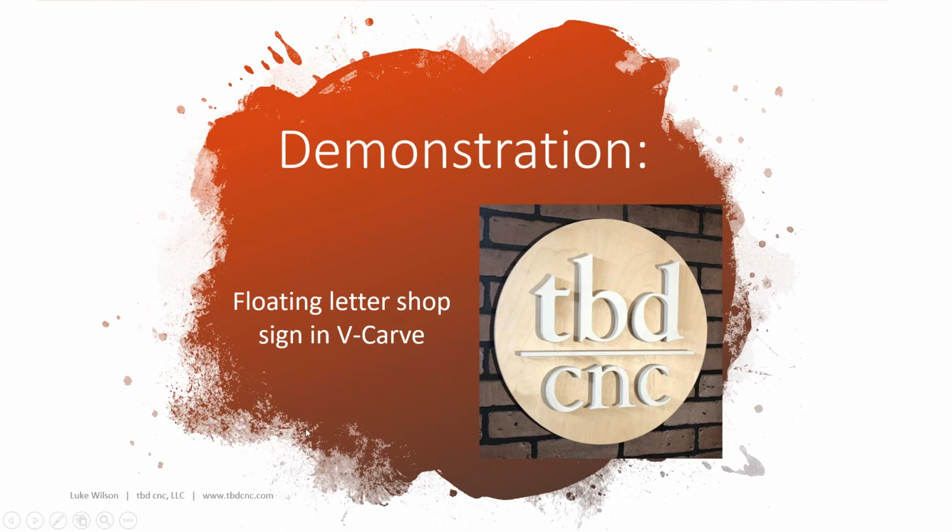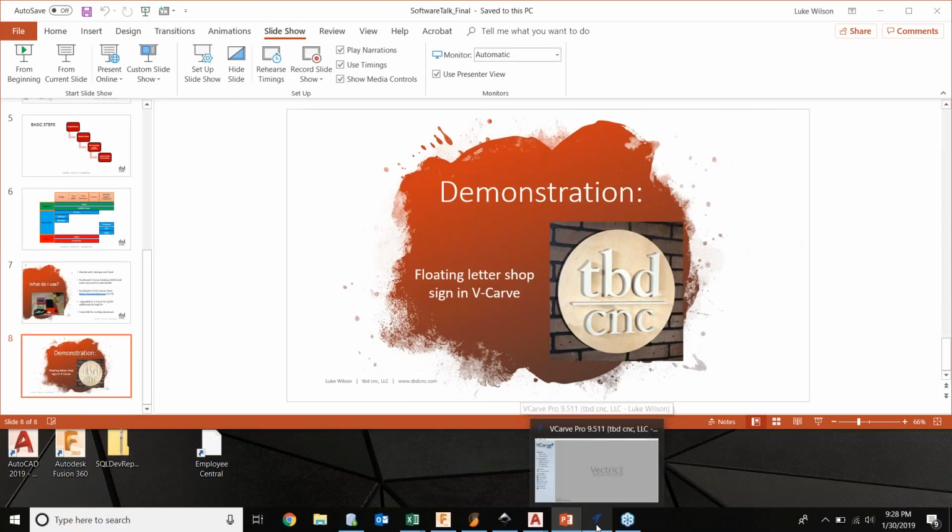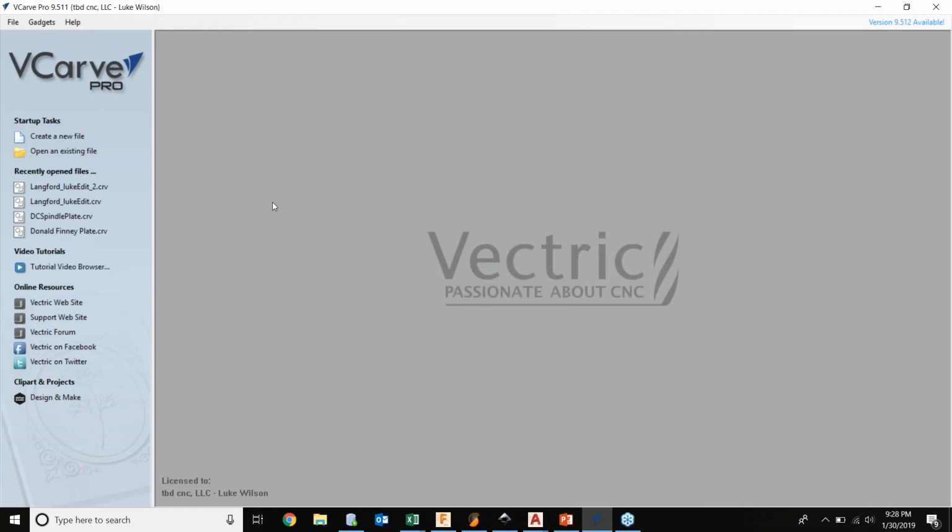This is a sign that I built for my shop. It's a floating letter sign. It's actually a really, really easy thing to do, and people absolutely love it. So it's a great opportunity if somebody in your family owns a business or something; making a sign like this for them is very easy to do. It's very impactful, and people love it. So I'm going to switch over to V-Carve here.